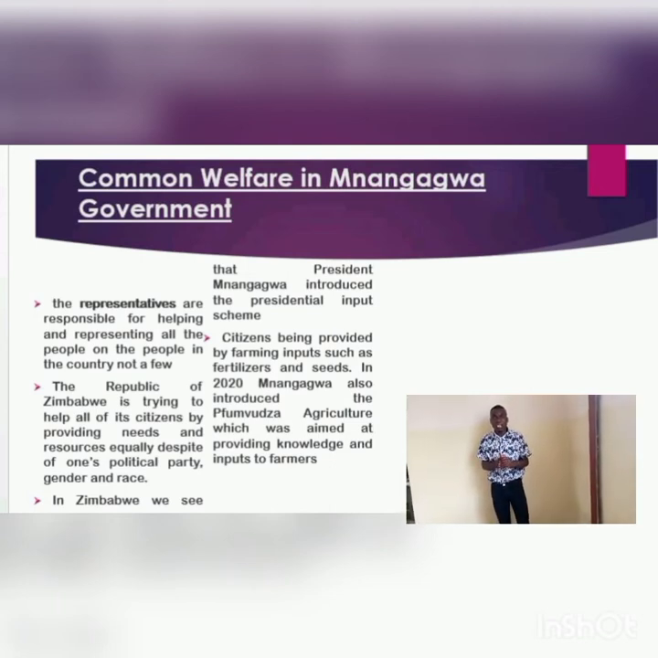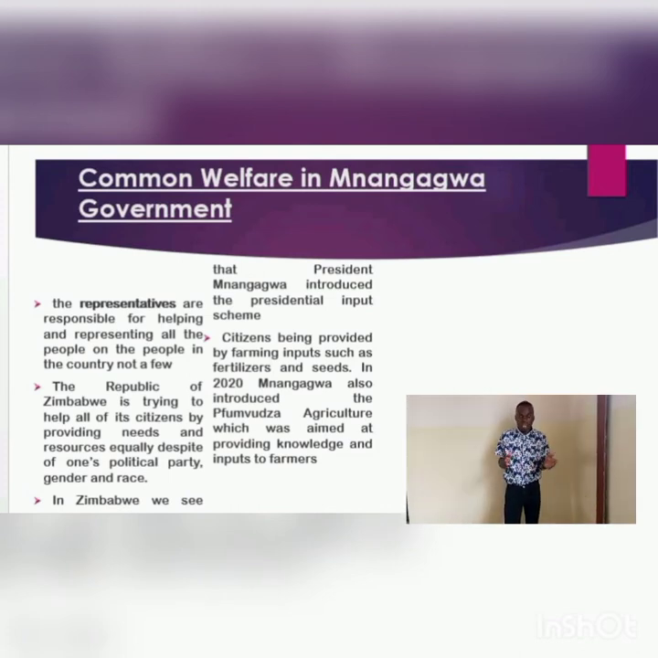We can also note that the president introduced the Pfumvudza agriculture, whereby he was trying to improve the agriculture sector by giving people inputs and the knowledge on how to farm. The Pfumvudza agriculture was effective and it helped to improve the yield. So it shows that the government is there to represent all the people, despite of one's political party or one's gender or one's race. We also find that the president introduced command agriculture, whereby people were provided with inputs and loans that would enable them to do farming in a prosperous way. So, having a situation whereby there is common welfare in a country, we can say a country is a republic government, since among the characteristics of a republic government, we see that there is common welfare in the country.